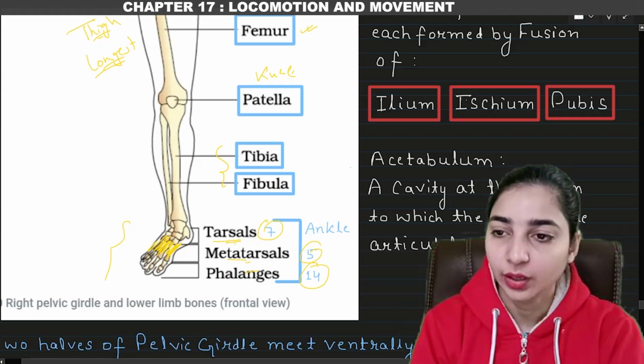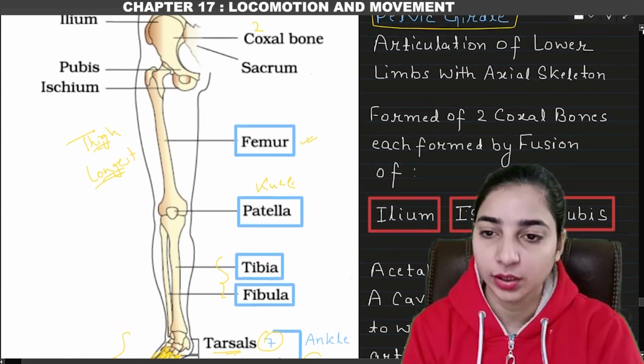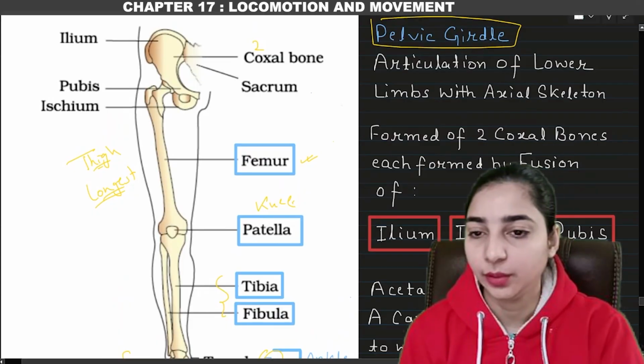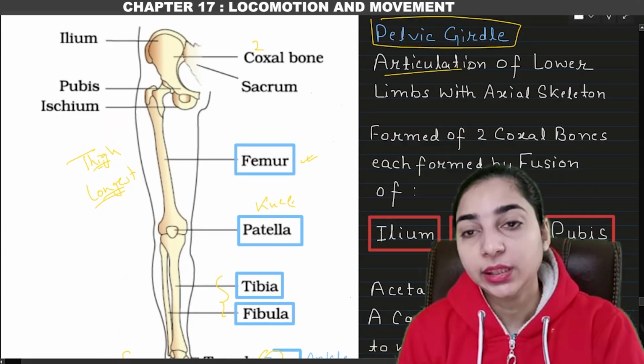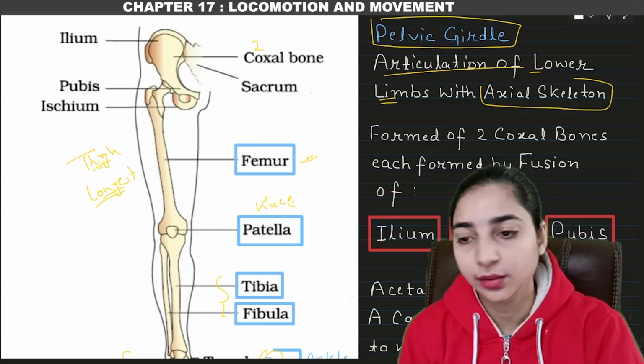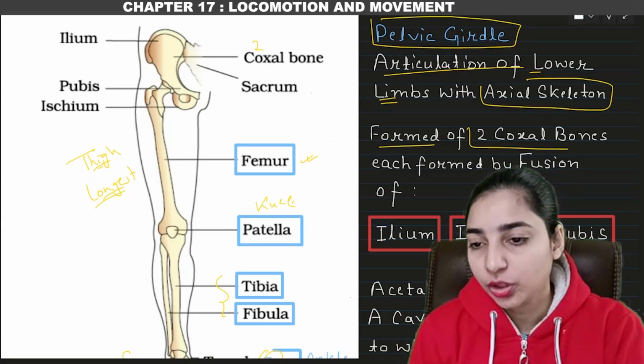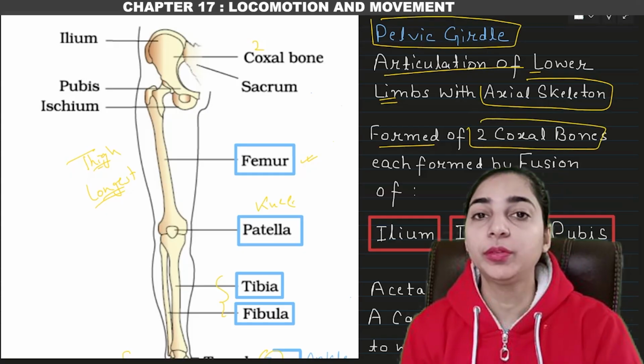Okay, now what is the girdle which attaches the leg with the trunk? That is the pelvic girdle. So now we will study about the pelvic girdle. The pelvic girdle helps in the articulation or attachment of the lower limb, that is the leg, with the axial skeleton. We already know this. Now it is formed of 2 coxal bones. The pelvic girdle is made up of 2 coxal bones.